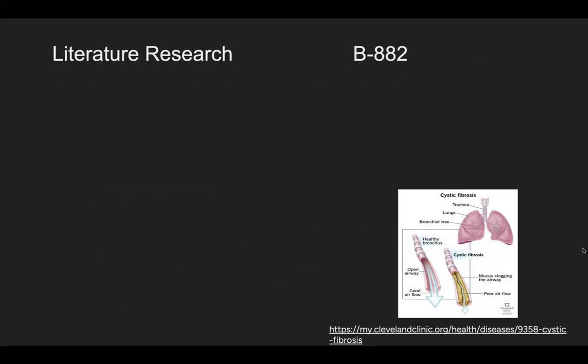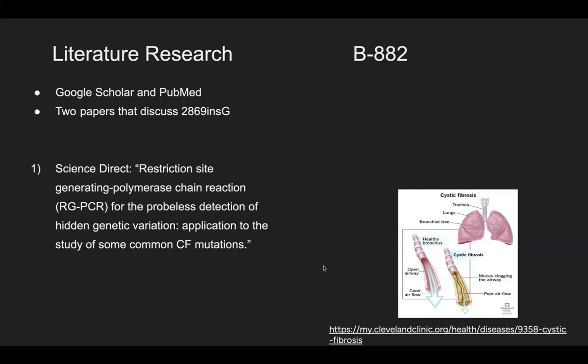All right, moving on to literature research. We use Google Scholar and PubMed to search research papers and reviews on cystic fibrosis and the 2869 INSG mutation. So far, we have found two research papers that discuss this mutation in cystic fibrosis. The first paper is from Science Direct entitled Restriction Site Generating Polymerase Chain Reaction, also known as RGPCR, for the probeless detection of hidden genetic variation, application to the study of some common CF mutations.